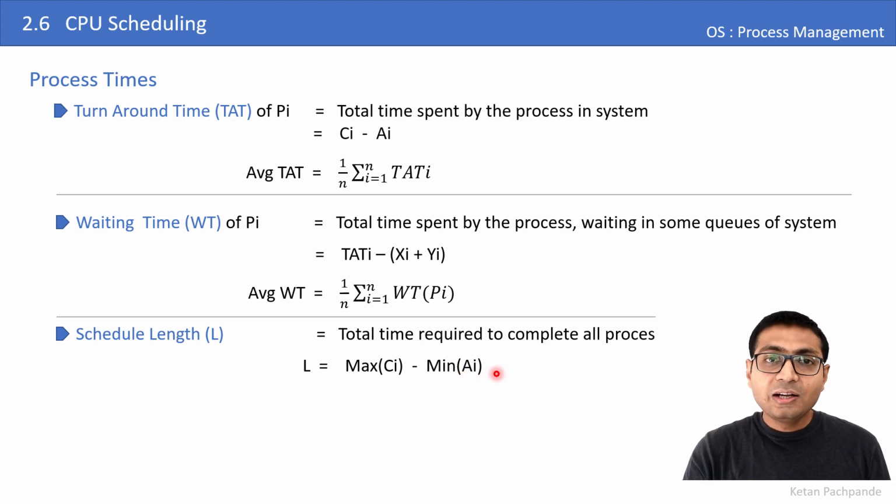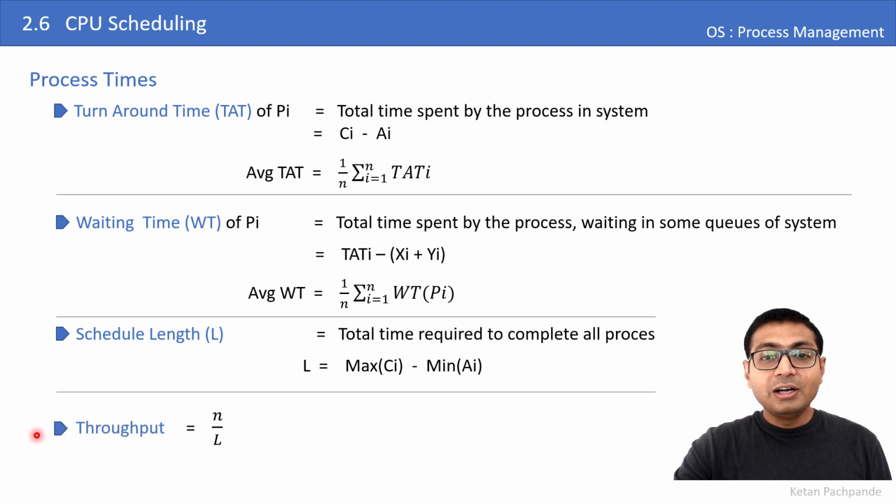Again, let's take the analogy of an event at which the first person arrives at 10 o'clock in the morning, and the last person leaves the event at 5 o'clock in the evening. So a total of 7 hours becomes the schedule length of the system here.